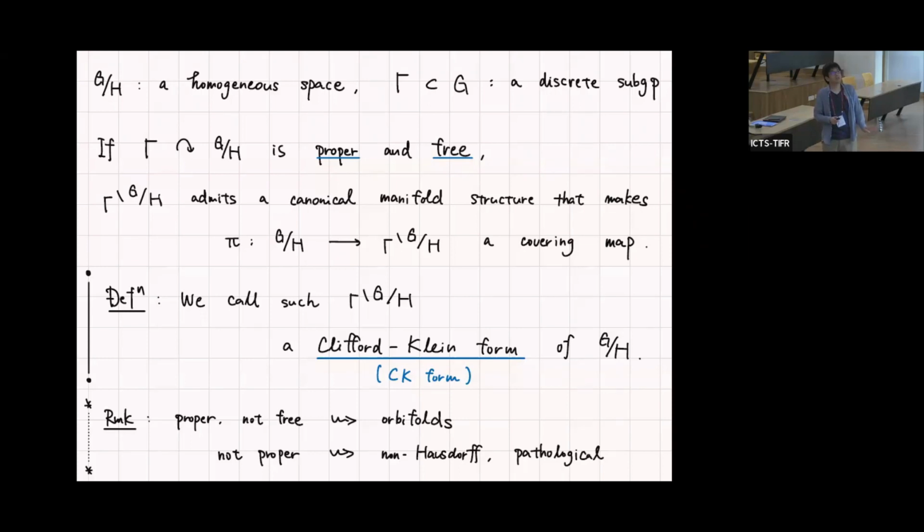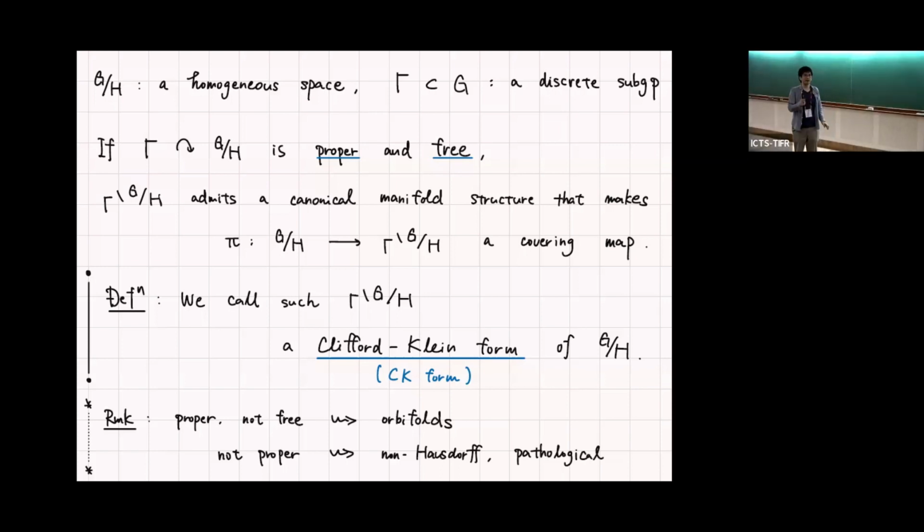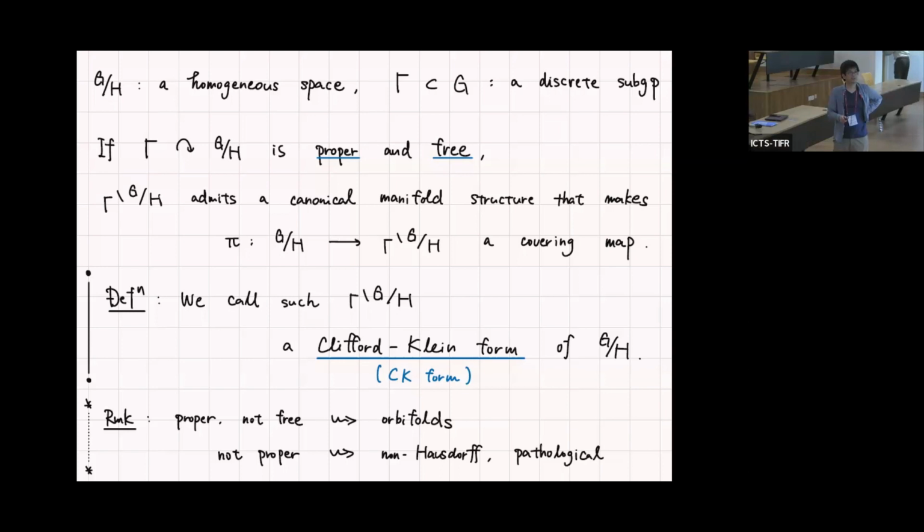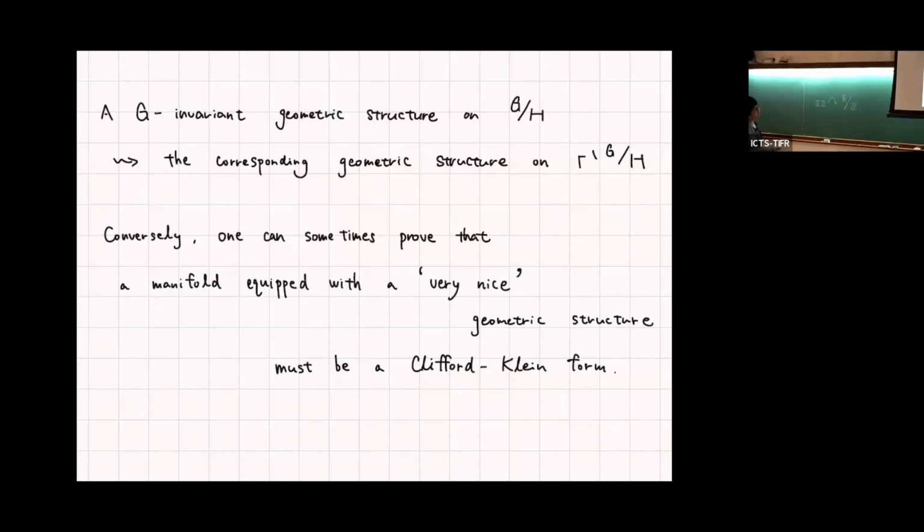And I would like to remark that if the action is proper, then even if the action is not free, the quotient space is more or less nice in the sense that it becomes an orbifold. So it is Hausdorff, and it is locally modeled on some R^n divided by a finite group action. But if the action is not proper, then even if the action is free, this quotient space is a very pathological non-Hausdorff space. For instance, you can consider the action of √2 Z on R/Z. Then the quotient space is a very pathological space. So properness is a very essential condition.